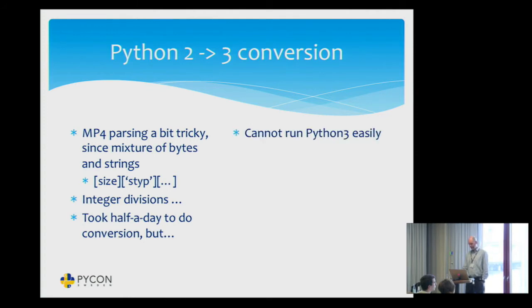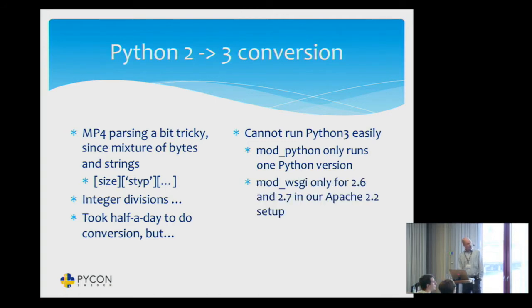But when I wanted to deploy it on my Amazon virtual machine, I found out that mod_python can only run Python 2 or Python 3, not both at the same time. Since we have a mixture of different modules, it didn't work out properly. I also looked at mod_wsgi, and for Apache 2.2 on my VM, it didn't support Python 3 either. So for the moment, the code stays Python 2, but I'll change it one day.